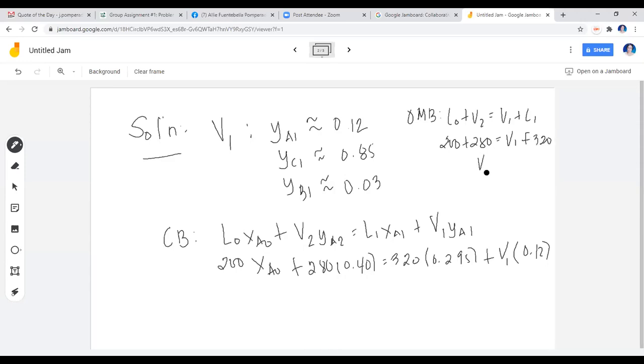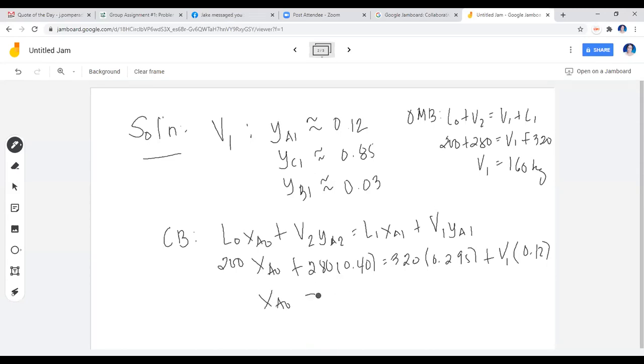So from here, you'll be getting a value of V1, which is, let's see, I'm running out of time. Okay, so your V1 would be 480 minus 320, it's 160. Yes, miss. So it's 160 kilograms. So you just have to substitute it here and you will have already XA0.